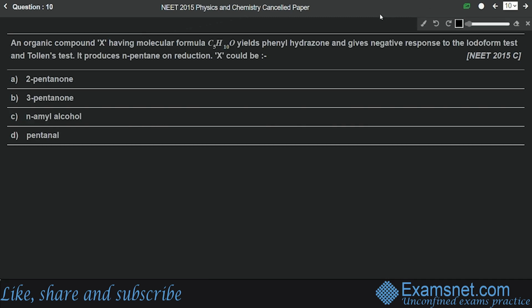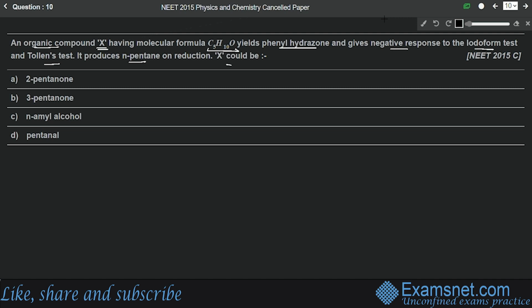Question number 10 is from the chapter Aldehydes, Ketones and Carboxylic Acids, and the question is: an organic compound X having molecular formula C5H10O yields phenyl hydrazone and gives a negative response to the iodoform test and Tollens test. It produces n-pentane on reduction. X could be. So first of all, let's draw the structure of all these compounds mentioned in the options.